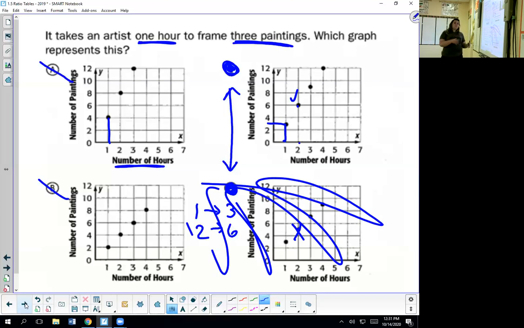So I went over a couple examples. This is day 2. So make sure you do day 2 of ratio tables, and I will see you tomorrow.